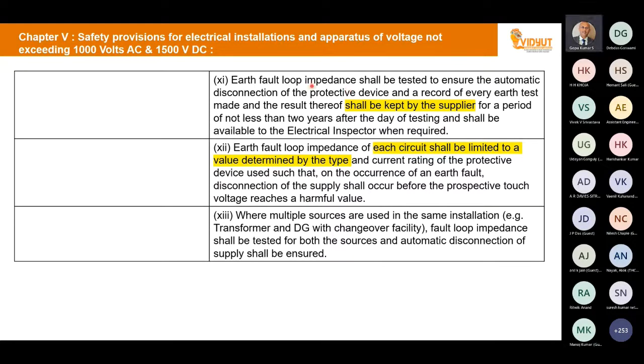How do they have to do it? They have to have a fault loop impedance meter. They have to go to the consumer premise. They have to test it and put it on the record. This is the correct method.